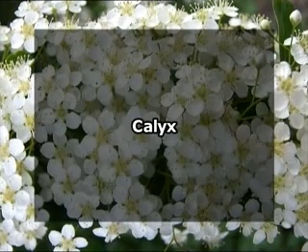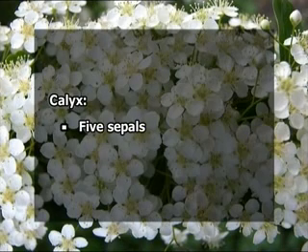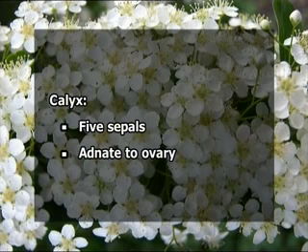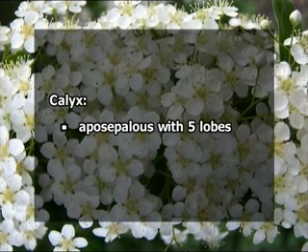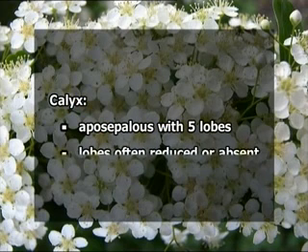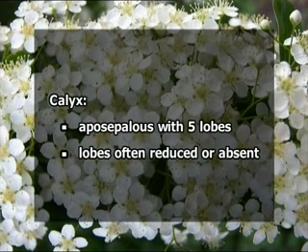Now the individual parts of the flowers, starting from the outer whorl, called the calyx. Calyx comprises, as usual, the sepals. The number of sepals in Apiaceae flowers is 5. And these sepals are adnate. Adnation means fusion. They are fused to the ovary. These sepals are aposepalous, that means free, with 5 lobes. These lobes are often reduced or sometimes can even be absent.